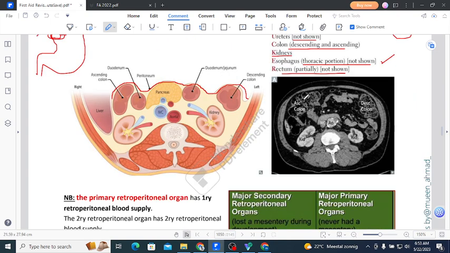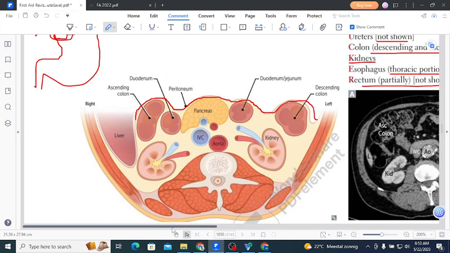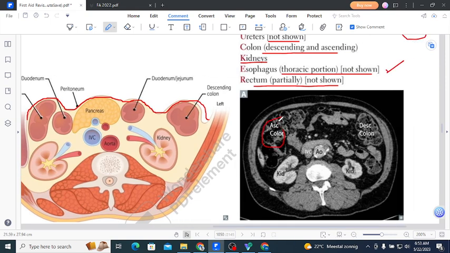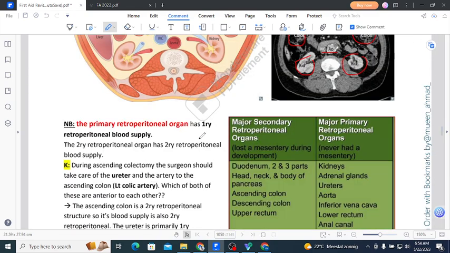Then we have this picture. In this picture you can see the ascending colon, that is retroperitoneal. The descending colon is retroperitoneal. Aorta, inferior vena cava, the kidneys, and here you have the liver. Liver is, I think liver is intraperitoneal. Yeah, liver is intraperitoneal. So these structures, the ascending and descending colon, kidneys, and the aorta and inferior vena cava, are retroperitoneal structures.